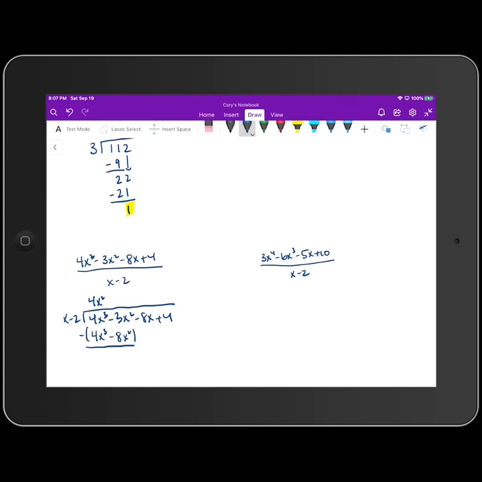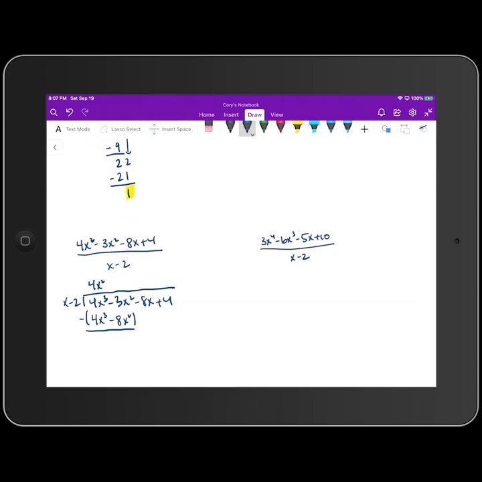So 4x cubed minus 4x cubed, those cancel. Negative 3x squared minus negative 8x squared is the same thing as negative 3x squared plus 8x squared, which gives us 5x squared. And then we're going to bring down the next term in line, which is negative 8x. And again, we want to think to ourselves, what times x gives me 5x squared? Okay, and that's going to be positive 5x.